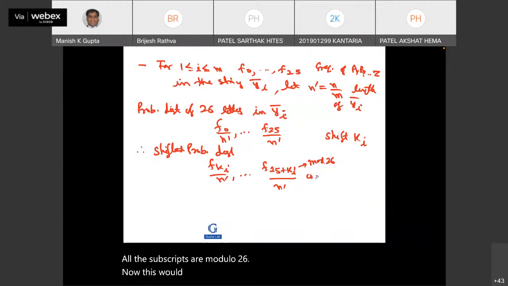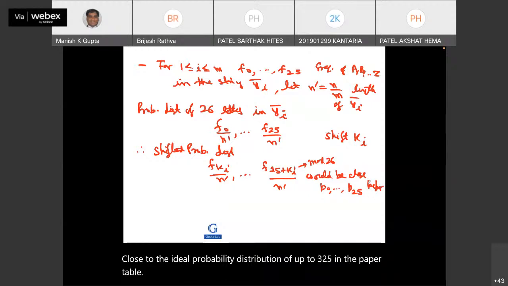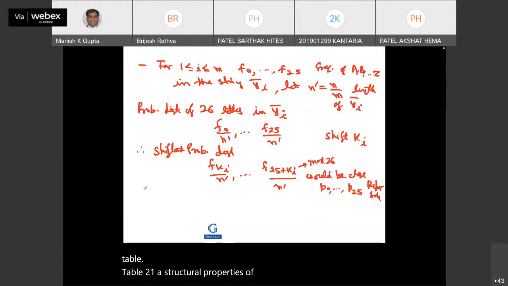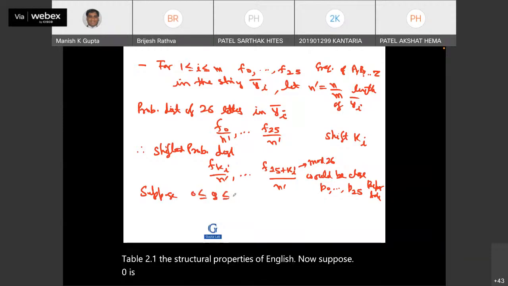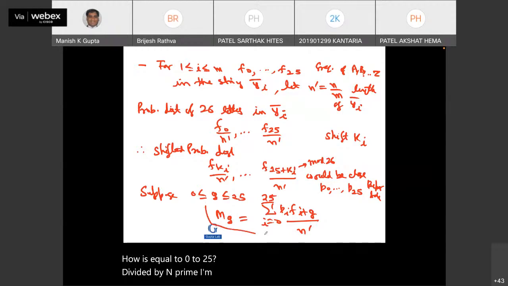Now this would be close to the ideal probability distribution of p0 up to p25 in the table, Table 2.1, the structural properties of English. Now suppose 0 ≤ g ≤ 25, and we define this quantity Mg = the summation over i from 0 to 25 of pi f_(i+g), divided by n′. I am defining this quantity Mg.